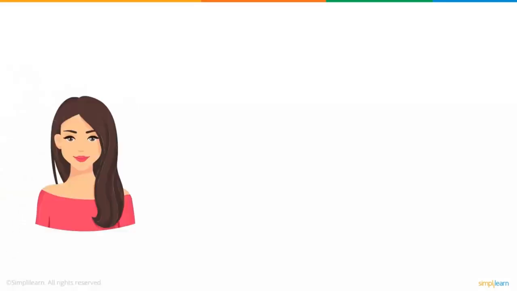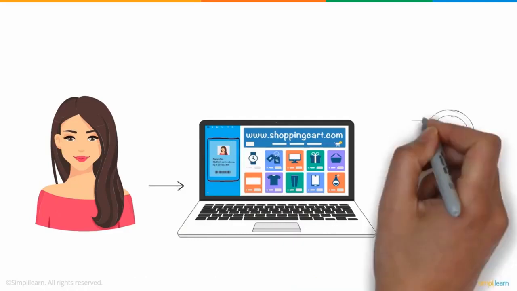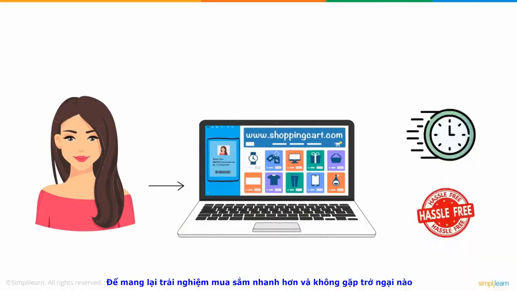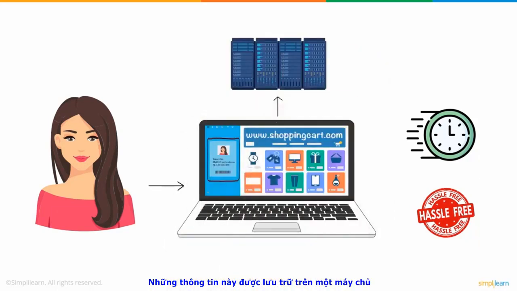Meet Anne. She often shops from www.shoppingcart.com. She has her information like email ID, address, and credit card details saved on the website to enable a faster and hassle-free shopping experience. The required information is stored in a server.